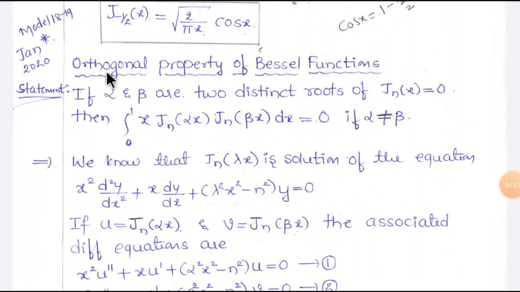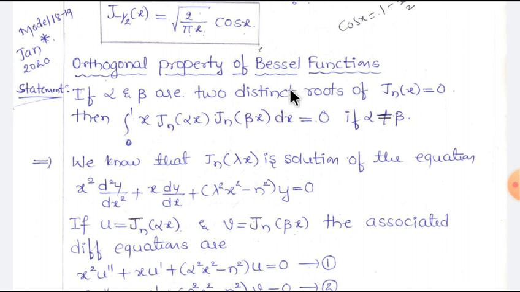Now I will start the orthogonal property of Bessel's function. Statement: if alpha and beta are two distinct roots of J_n(x) = 0, then the integral from 0 to 1 of x J_n(alpha x) J_n(beta x) dx is equal to 0 if alpha is not equal to beta, meaning alpha and beta are two distinct roots.